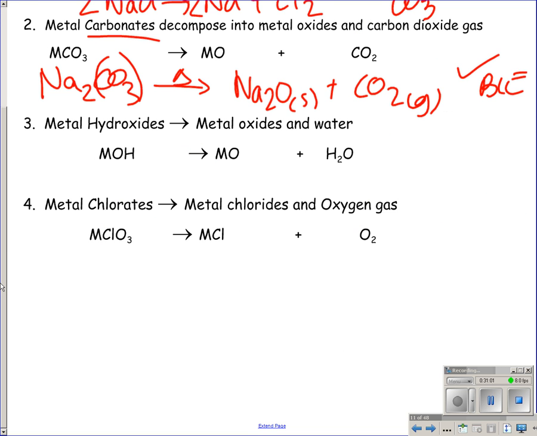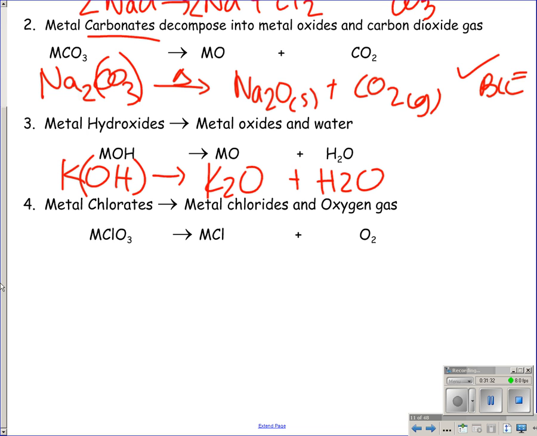Last 2 examples. Metal hydroxide. So give me another metal. Potassium. We haven't used potassium yet. Okay. Potassium hydroxide. Go for it. Okay. What? Hydroxide is a 1- charge, right? All right, yields potassium oxide. K2O, thank you. The 2 comes from oxygen yet again, and H2O.